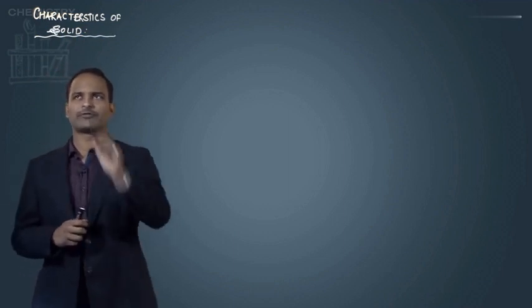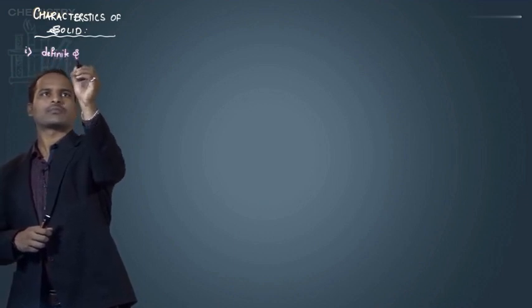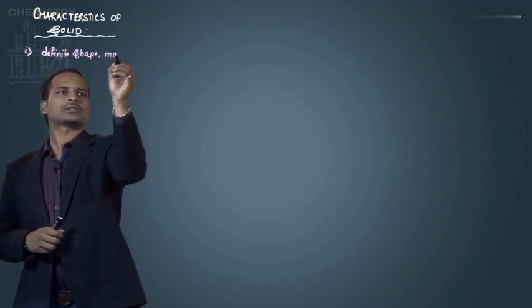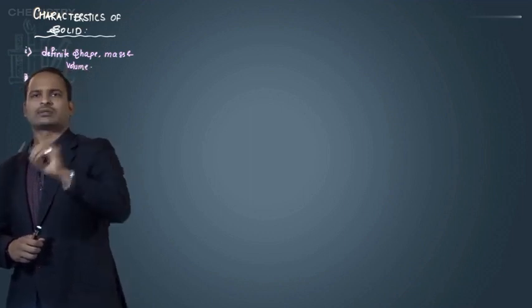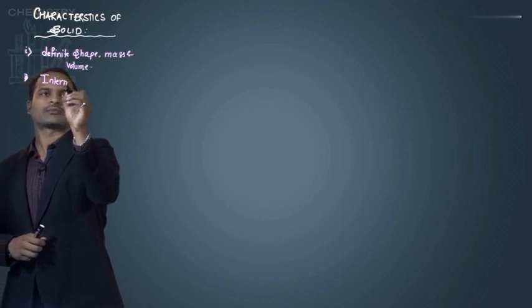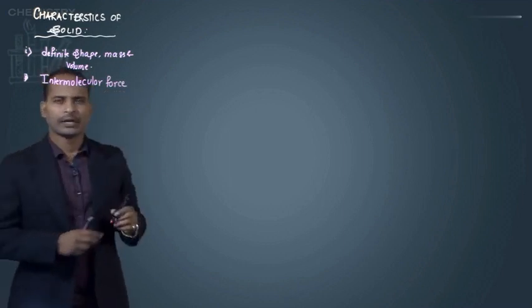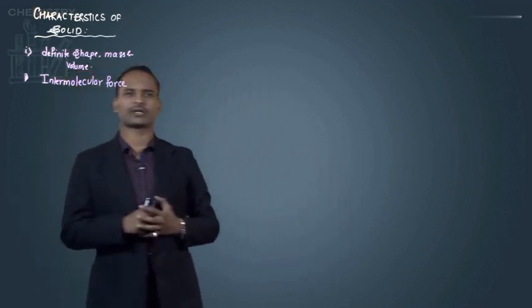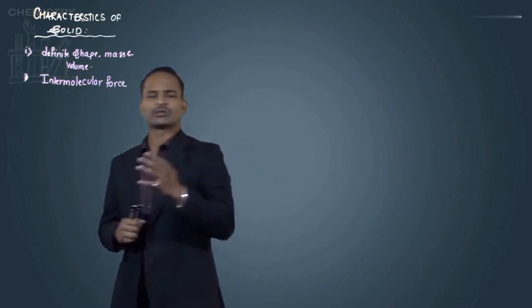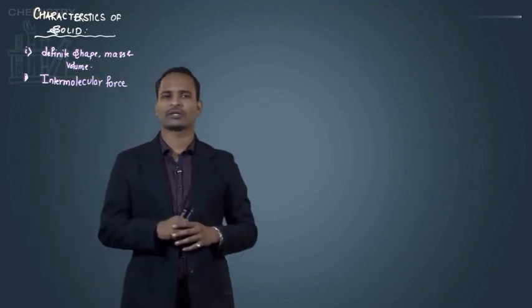First characteristic: solids have a definite shape, definite mass and definite volume. The second characteristic is about the intermolecular force of attraction. In case of solids, the intermolecular force of attraction between the two particles is very strong, and due to that strong intermolecular force I can say that they have a definite shape and a definite volume.